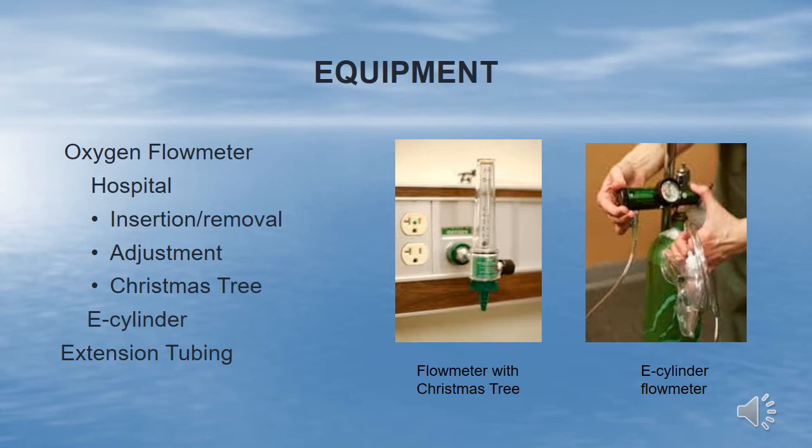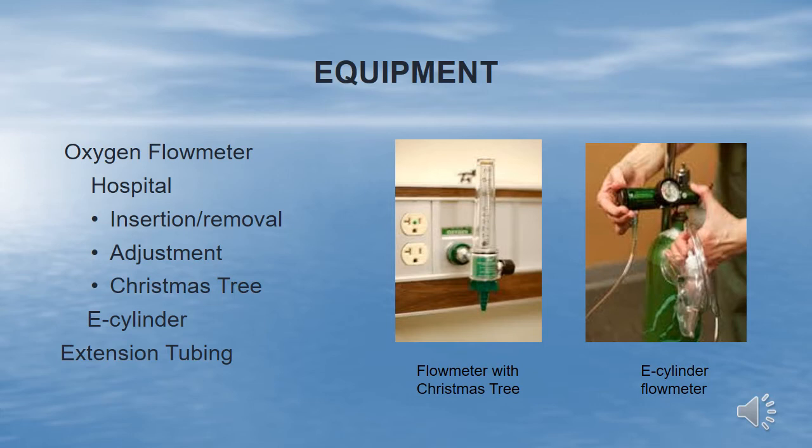E-cylinders typically have a flow meter built into the collar that is placed on top of the tank. It may have a floating ball type flow meter, or it may have a dial with numbers denoting the liters per minute. The collar will also have a pressure regulator to enable the user to validate the amount of oxygen available in the tank. A key should be attached which opens and closes the tank.